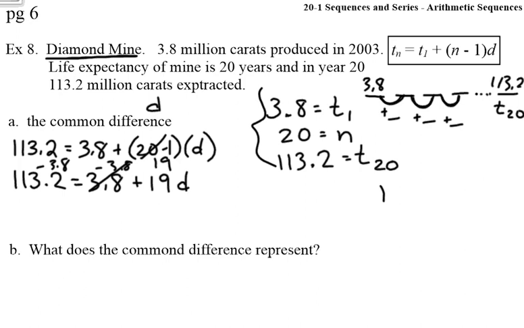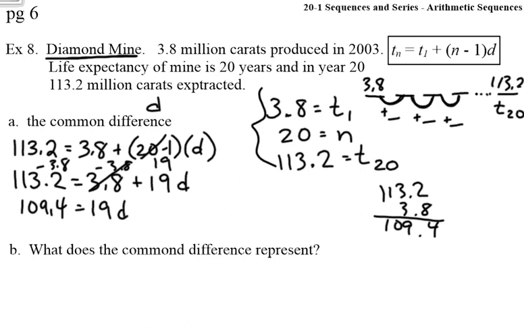Oh, I have to do that math. I can't do that one in my head. It hurts. So really quick, 12 minus 8 is 4. 12 minus 3 is 9. 109. No, that's not right. Yes, it is. Perfect. 109.4 million carats equal to 19D.